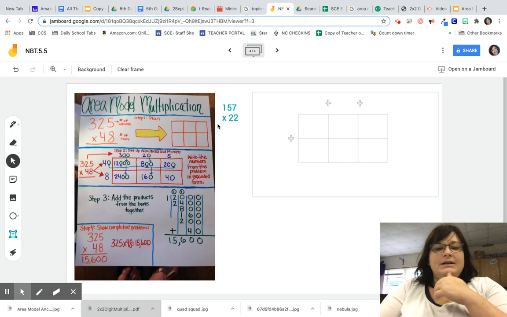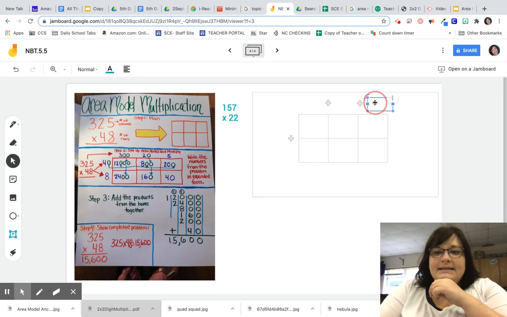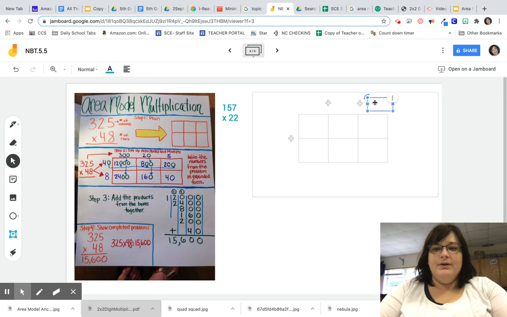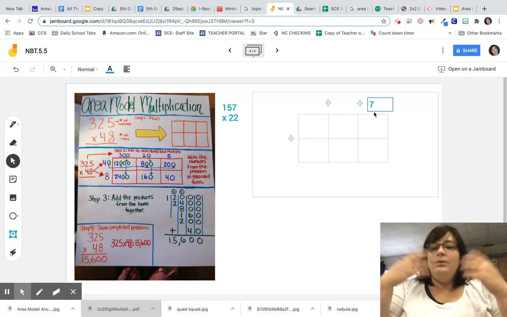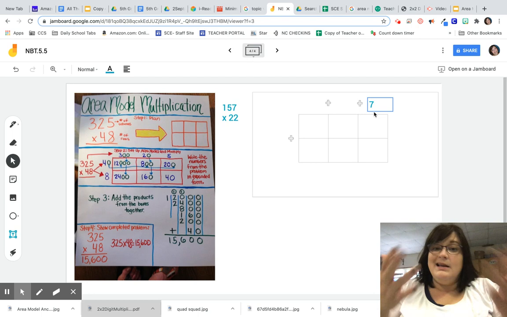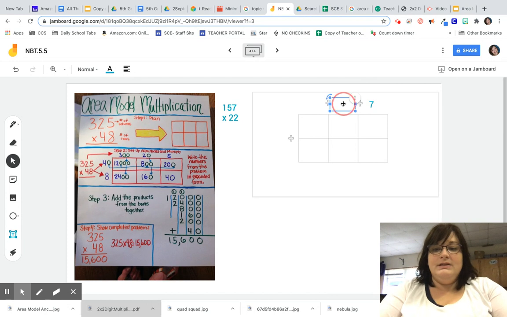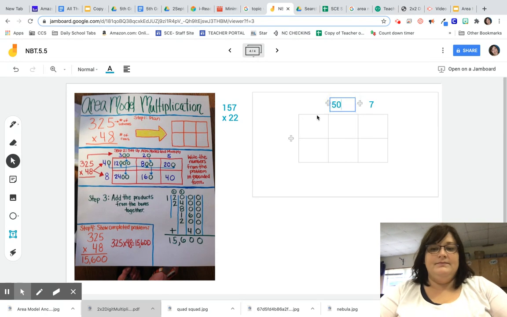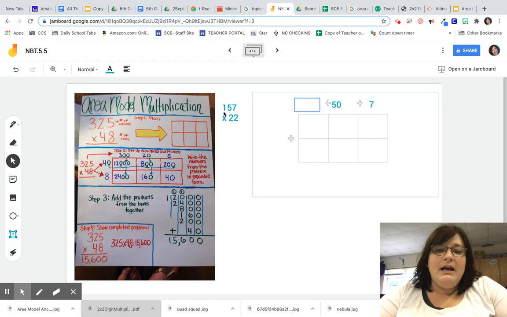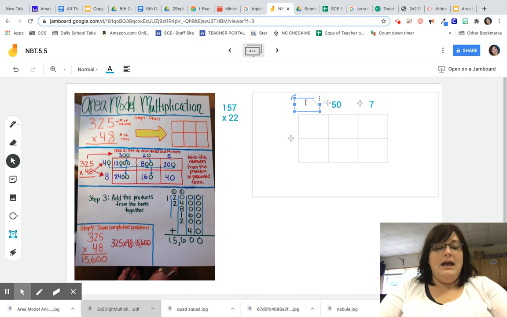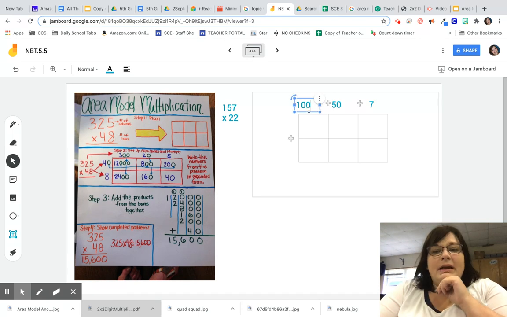The first thing I'm going to do is look at my ones place. That is 7, so that's what I'm going to put over here. I don't have to add any zeros to that number because it's the ones place. So it's just 7 ones. Then I'm going to look at my tens. Here I have 5 tens, so that means I'm going to put 50. And then I look in my hundreds place. I have 1 in the hundreds place, so I'm going to write that out in expanded form, 100.